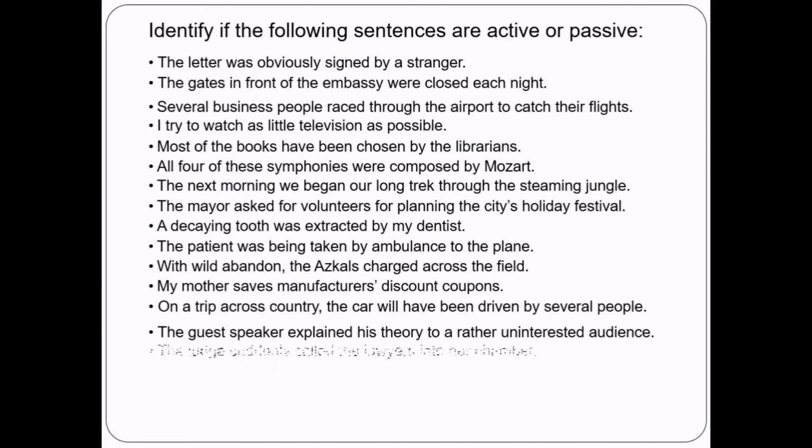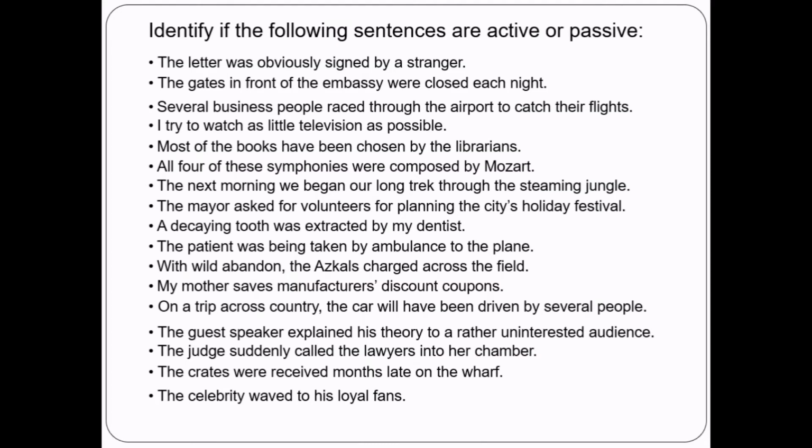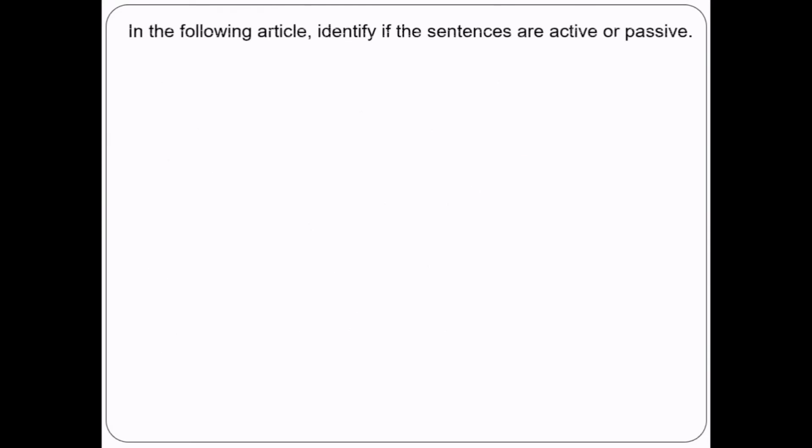Okay, so that's it. You might want to pause the video at this point if you want to go through the rest of the exercises. But as far as the live video is concerned, we're going to jump to another slide. So this is an article talking about aspirin.